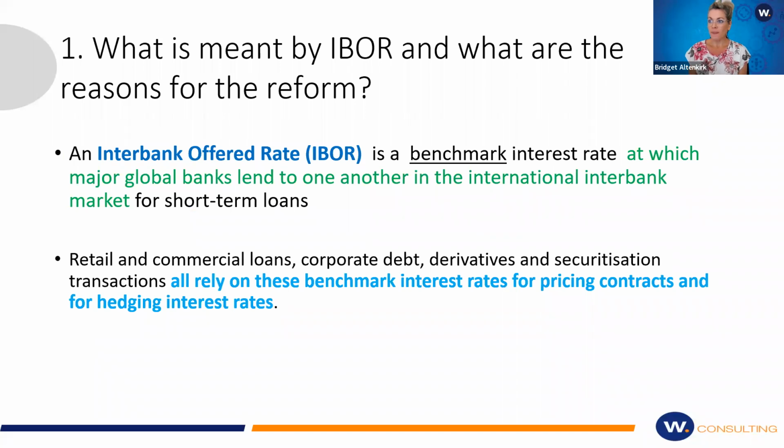So IBOR stands for an interbank offered rate. This is a benchmark interest rate at which major global banks lend to one another in the international interbank market. So if a South African Reserve Bank, for example, wanted to interact with your local national bank, this would be a proxy for the rate that they would potentially transact at. So it's a rate which is used between the international banks.